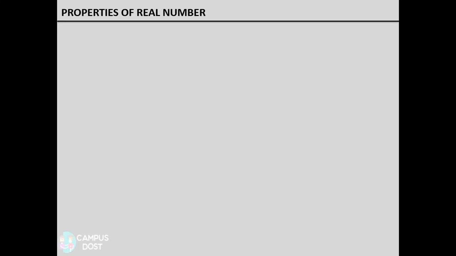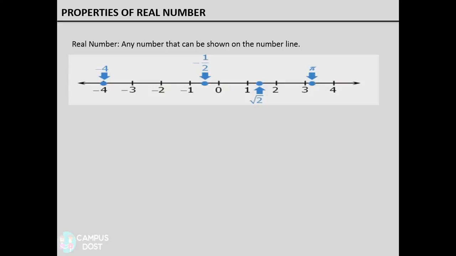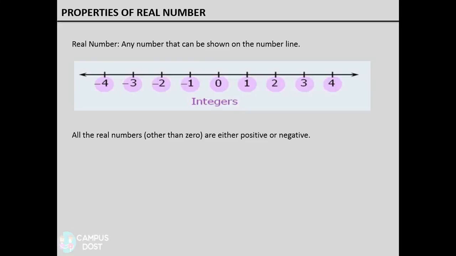In this lesson, we will learn the definition of a real number and we will examine some properties of real numbers. To begin, a real number is any number that can be shown on the number line. So, the following numbers are examples of real numbers. Now, an important feature concerning real numbers is that, with the exception of 0, all real numbers are either positive or negative. 0 itself is neither positive nor negative.